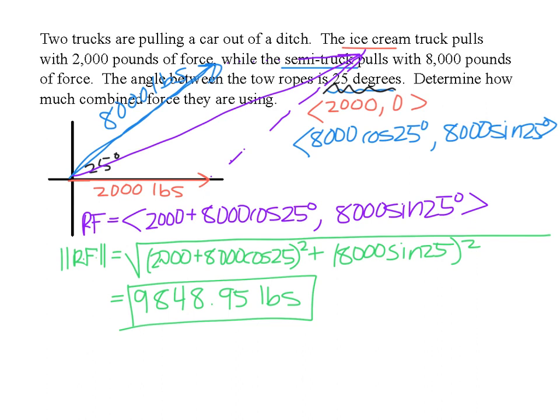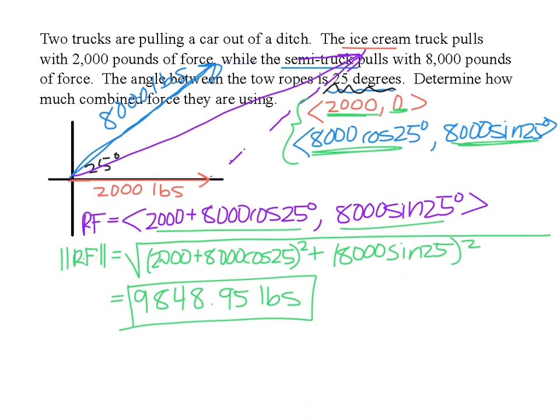All right, so as you can see here, in red and blue, we found the vectors for each of these forces. Then we have to get the resultant force, which is the purple vector that I sketched in there. And that we did by adding the A components together, 2,000 plus 8,000 cosine 25, and then the B components, 0 plus 8,000 sine of 25, which gives us 8,000 sine of 25.